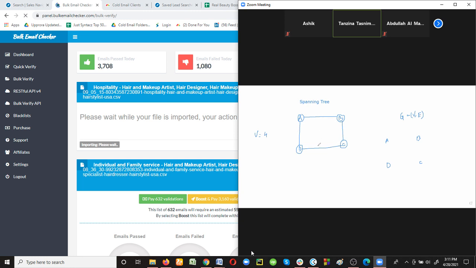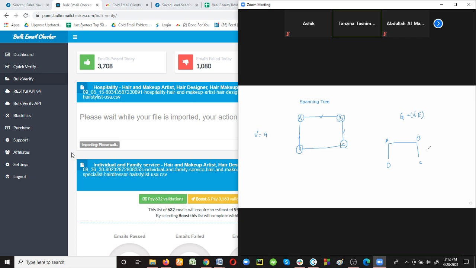In this graph, how many edges did we use? 4 edges. So in this spanning tree, the number of edges will be vertices minus 1. How many vertices are here? 4 vertices. So the number of edges will be n minus 1, or V minus 1, that is 3. So now if we want, we can remove any edges from this graph. Suppose we have taken only 3 edges: A to D, A to B, and B to C. So in this graph, how many vertices have we taken? 4 vertices, A, B, C, D. Exactly the same number of vertices as in the original graph. And how many edges are here? 3 edges. That is, the number of edges will always be 1 less than the number of vertices.